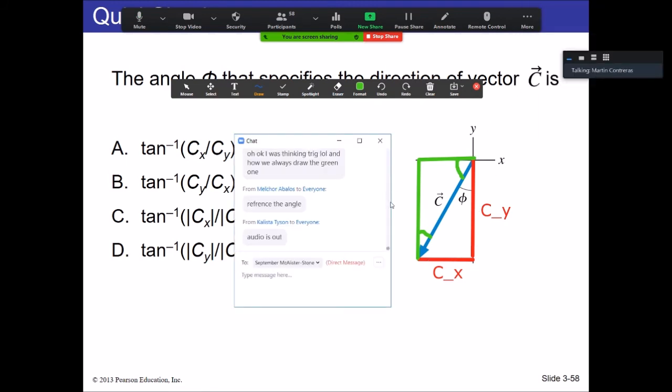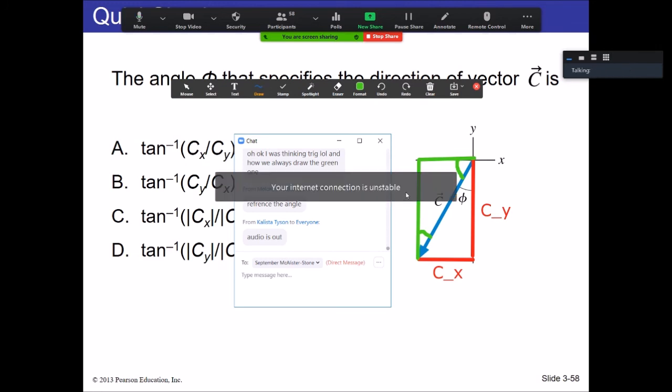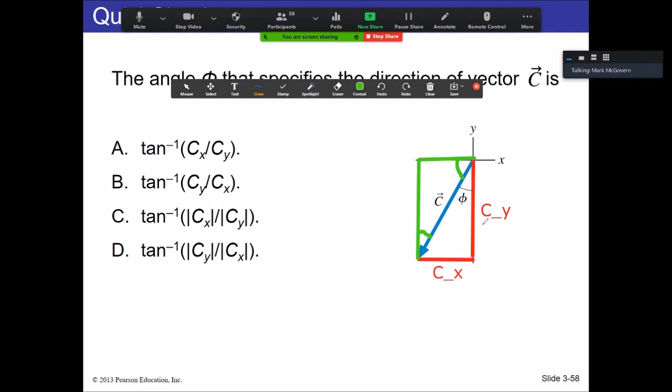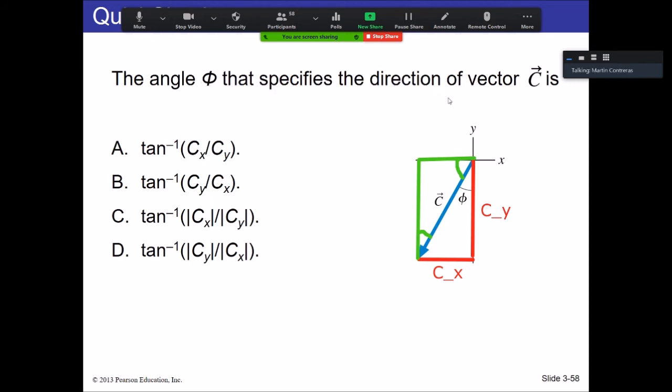Can you repeat that one more time? Sure. Let me do it again. The side that touches your angle is the adjacent side. There's always a leg of a triangle that does not touch the angle, and that's the opposite side. So CX is the opposite here, and CY is the adjacent here. Okay, I understand. Thank you. Any other questions?